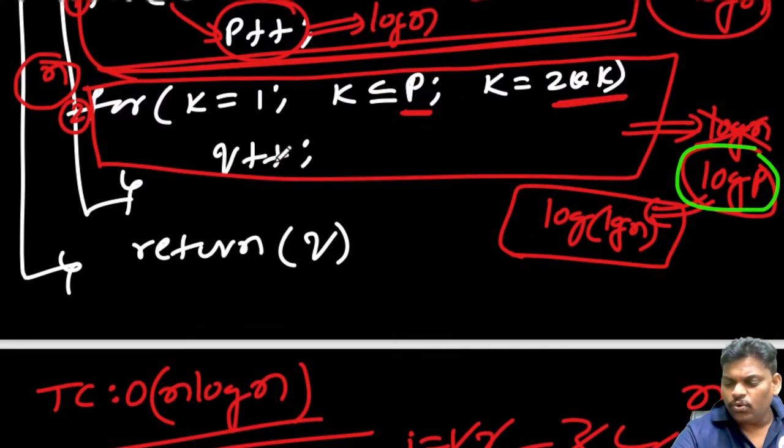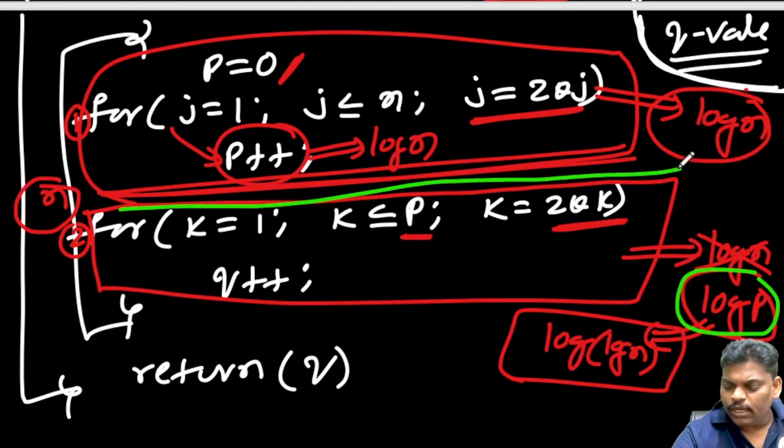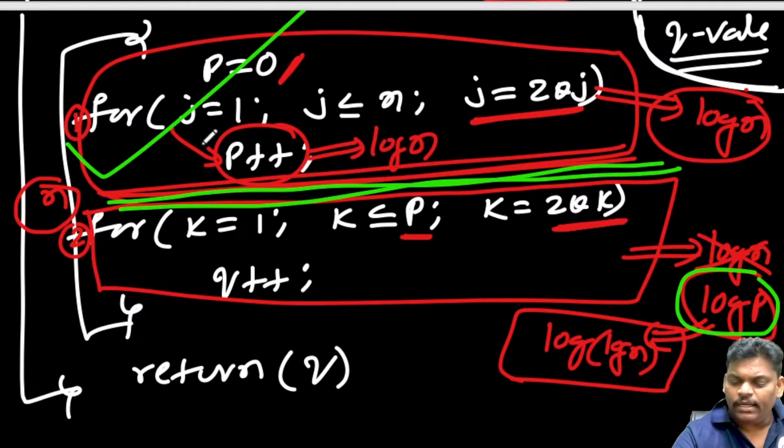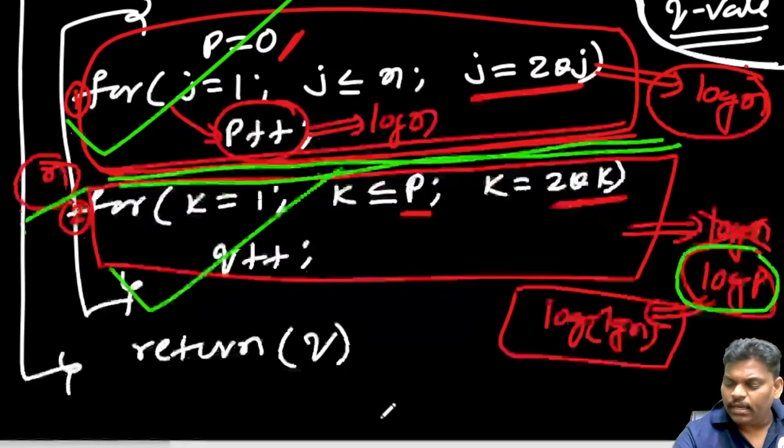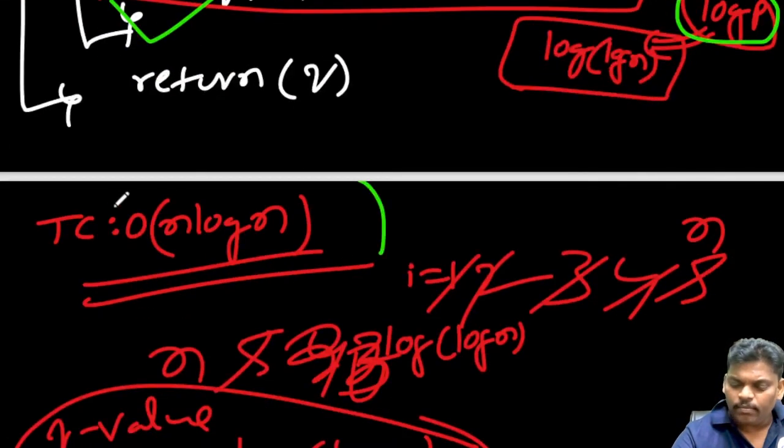Because these are not inner loops, take the larger. It is log n time. The bigger one is log n. So n into log n. Time complexity is n log n.